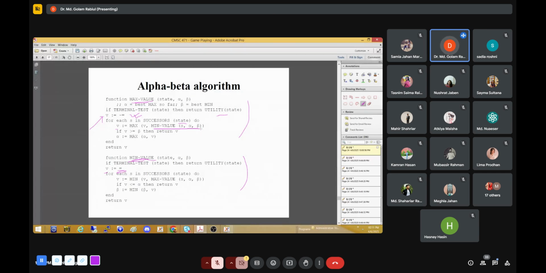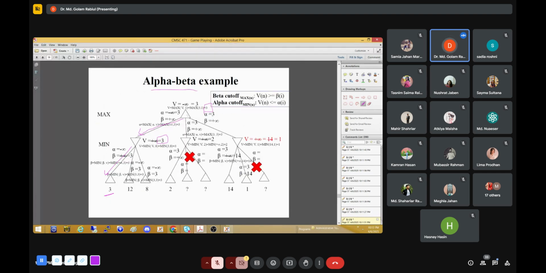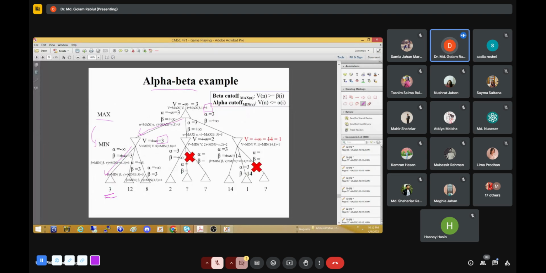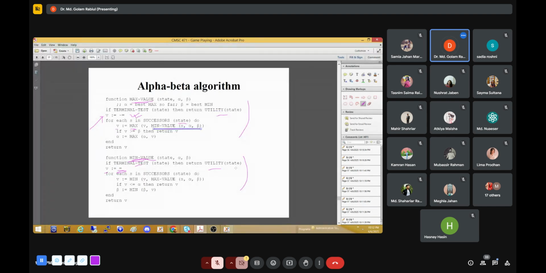So we can see this is the min value. That means to calculate the max, we have to calculate the min first. Like here, to calculate this max, we have to calculate the min first. Then for the min value stage, if this one is a utility or terminal node, terminal test, like here, these are the terminals, then 3 will be returned. So in that case, return the utility state, the 3 will be returned here.